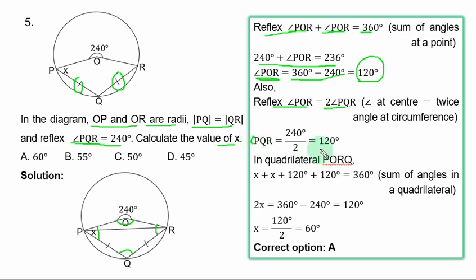120 degrees. Now in quadrilateral PORQ, if you add the four angles, the sum is 360 degrees. So you have 2s, you transfer the sum of these two, that is 140, to the right. You have it in this form, and that gives 120 degrees. To get S, divide both sides by 2, and S is 60 degrees. A is the correct option.